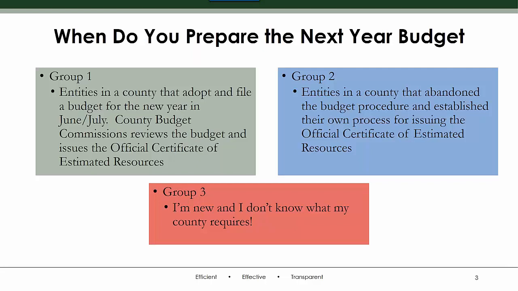Group 2 are entities in a county that have abandoned the budget procedure and established their own process for issuing the official certificate of estimated resources. I know some of you know that you live in those counties. Then we have Group 3 in the audience, and that is made up of people who have no idea about this. This is the first time I've heard of it, and I don't know which way my county goes. It's by county. UAN doesn't keep track of what counties are doing this.